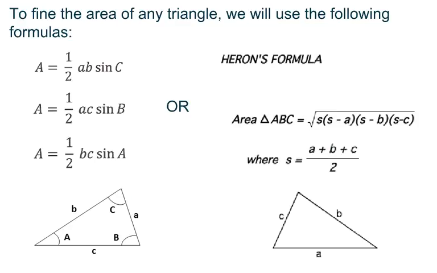Or we'll use Heron's formula, which uses all three sides. We first find S, which is half of the perimeter, and then we substitute S, A, B, and C into the formula. So let's give it a shot.